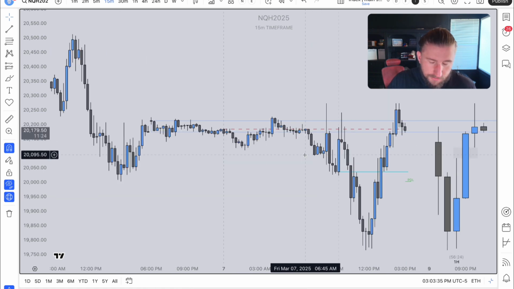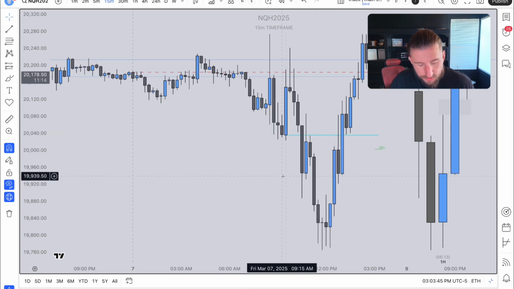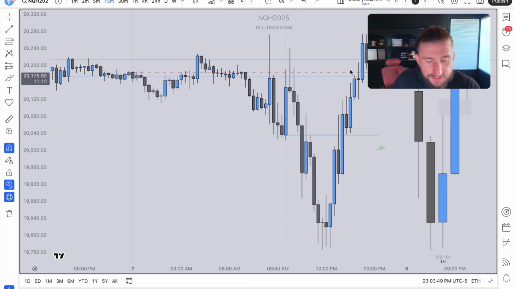We're going to address some levels right off the top, just so we have some context for what we're looking for when we actually start dissecting the NFP structure. So if you can see right here, we have a red dashed line. That is our midnight open. This right here corresponds with that time.